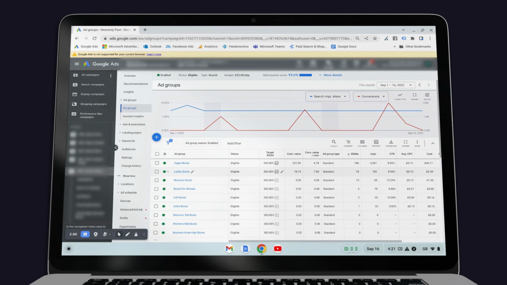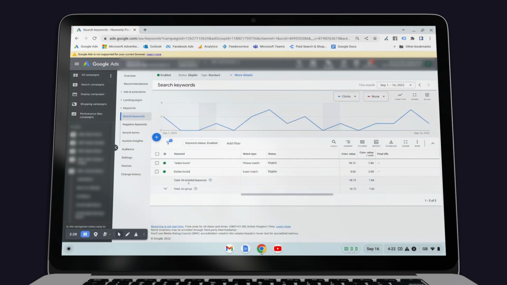So the campaign is showing that we're targeting boot related terms, and the ad groups enable us to target more granularly, so the different types of product types. So we can see we have vegan boots, ladies boots, women's boots, etc. Various different ad groups. Now the reason we do this is because within these ad groups we can allocate and put in specific keywords. So if we look, for example, in the ladies boots ad group, you can see that the keywords that we have are ultimately ladies boots related terms that have different match types. What this enables us to do is make sure that our ads are relevant to the keywords we're targeting.